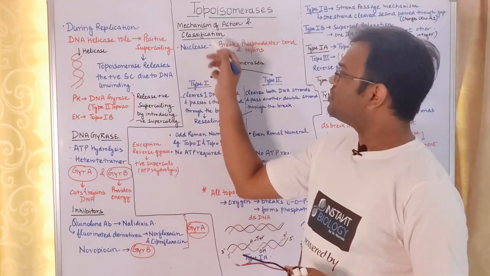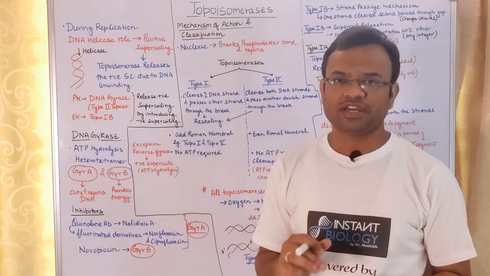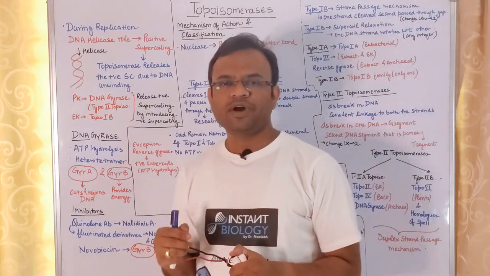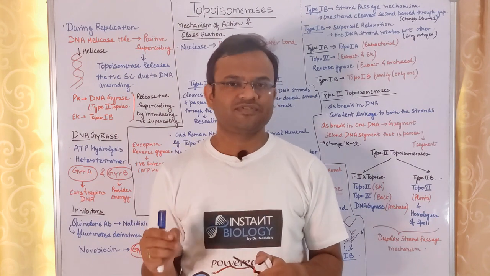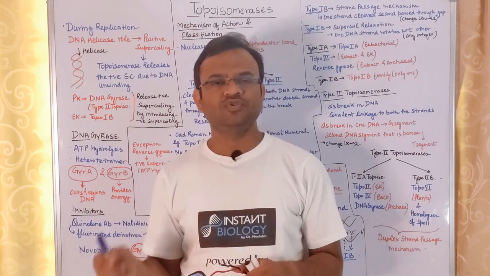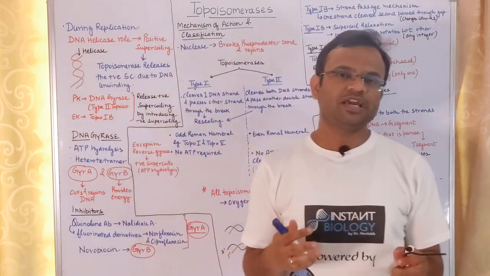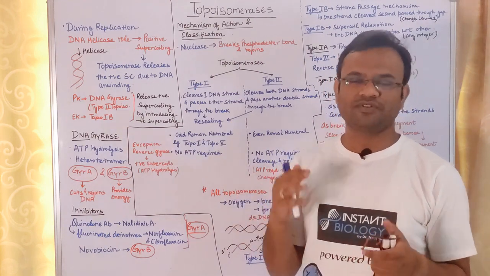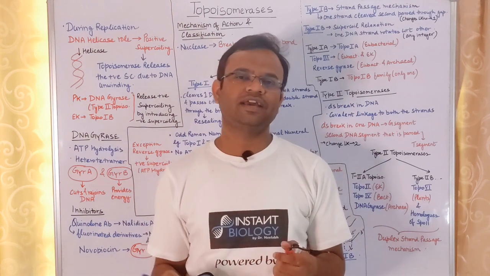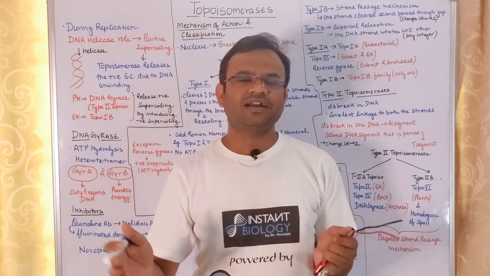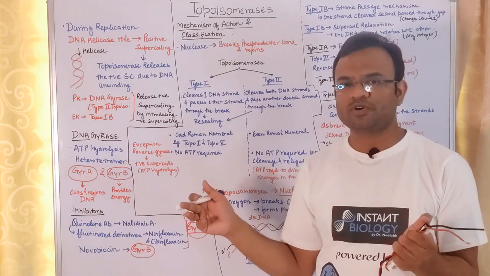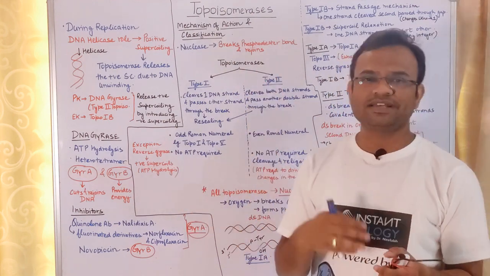Now let us talk about the mechanism of action and classification of topoisomerases. Firstly, topoisomerases are examples of nucleases. What does a nuclease do? A nuclease will be able to cut nucleic acid. So the function will be cutting a nucleic acid. Now, cutting is a very generic term. Which bond is broken over here? It is the phosphodiester bond.